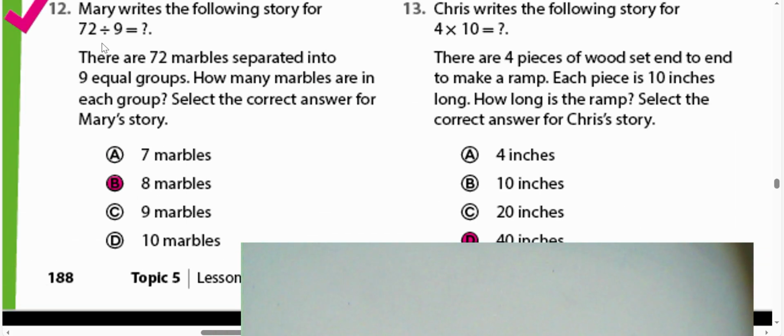We have a story: 72 divided by 9 equals 8. There are 72 marbles separated into 9 equal groups. How many marbles are in each group? Select the correct answer for Mary's story. 70 divided by 9 equals 8.